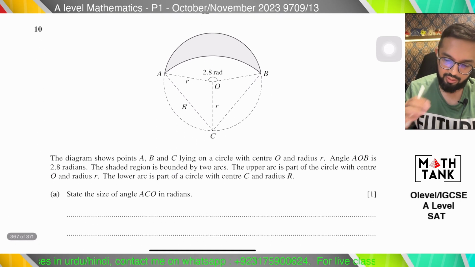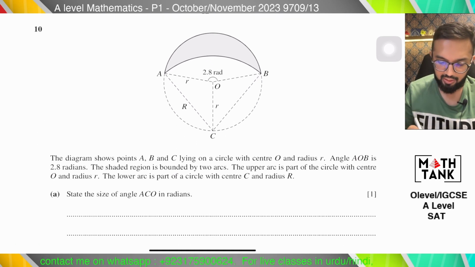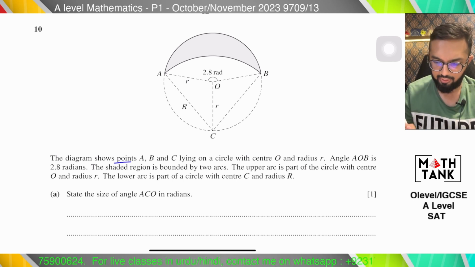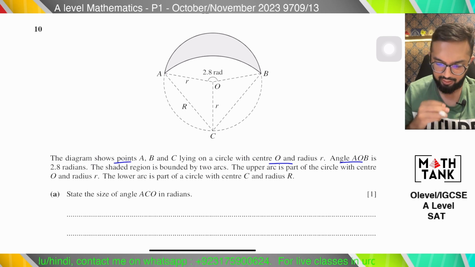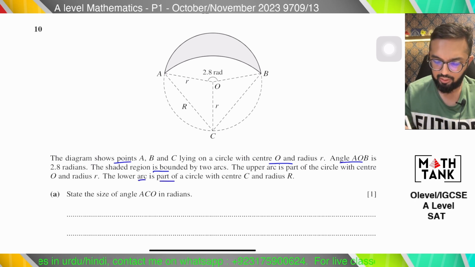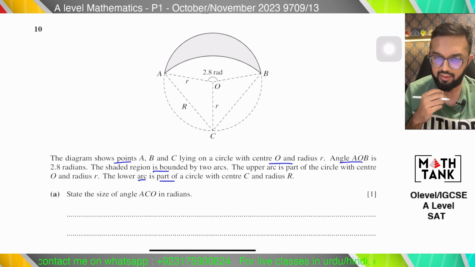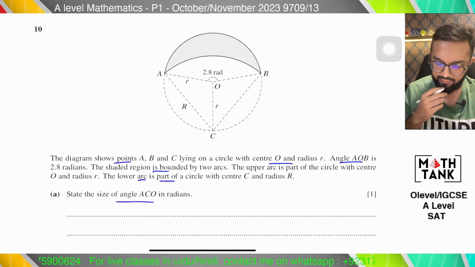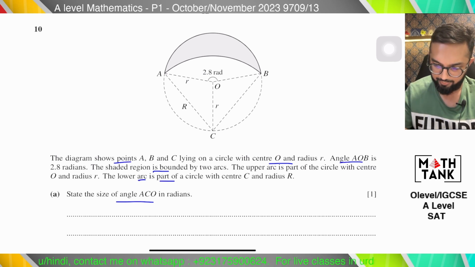Moving on to question number 10, looks like a complicated one. It says the diagram shows points A, B, and C lying on a circle with center O and radius r. Angle AOB is equal to 2.8 radians. The shaded region is bounded by two arcs. The upper arc is part of the circle with center O and radius r. The lower arc is part of a circle with center C and radius R. State the size of angle ACO in radians.